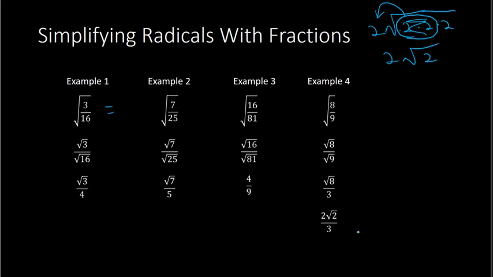Always check at this point if there's anything that can reduce, and make sure that you do that. If there's something in the bottom, like maybe an 8, for example, you could do 2 divided by 8 to get 1 over 4. But in this case, nothing can reduce, so that would be our solution.